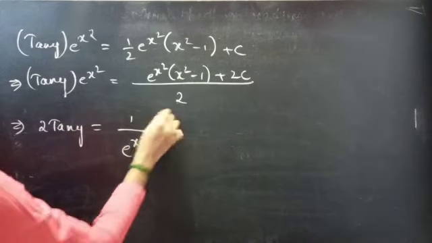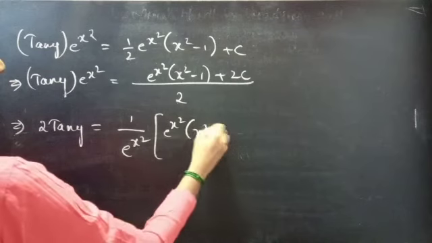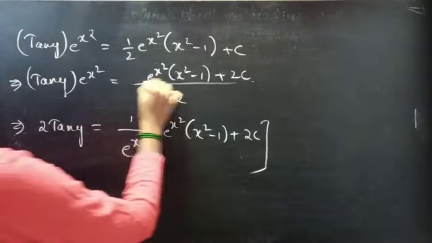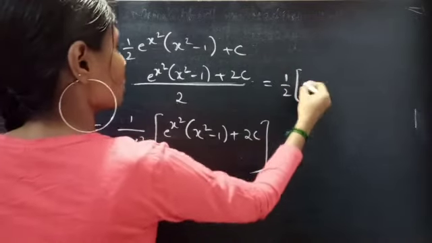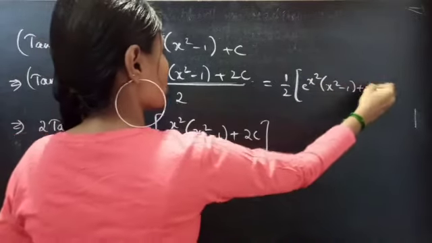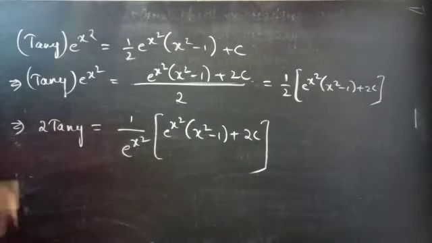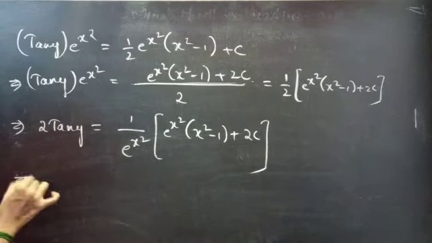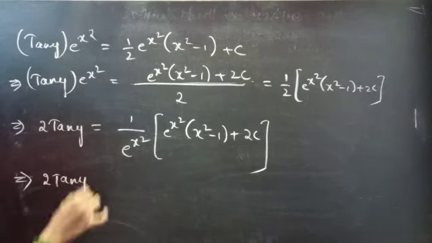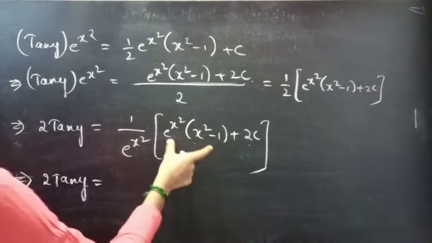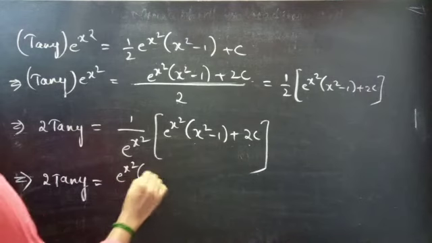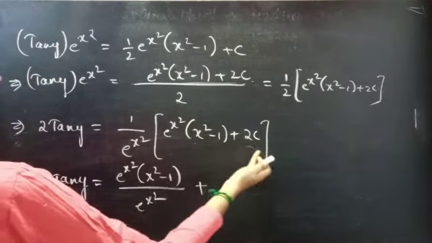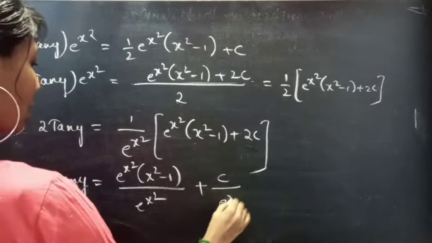1 by e power x square times e power x square into x square minus 1 plus 2c, right? Or you can just write this as one by e power x square times e power x square into x square minus 1 plus 2c, for our convenience, okay? Then it will be easy to bring 2 to LHS and e power x square to RHS, right? Then you'll get 2 tan y equals, here you're having two terms, right? Multiply each term with 1 by e power x square, then you'll get e power x square times x square minus 1 by e power x square plus, here you're having 2c, since c being an arbitrary constant, you can write 2c as c, then you'll get c by e power x square.